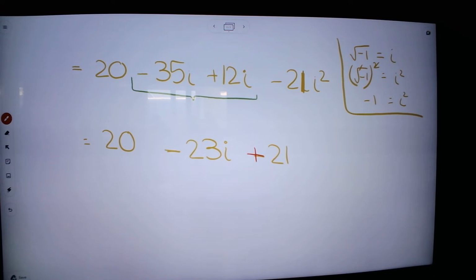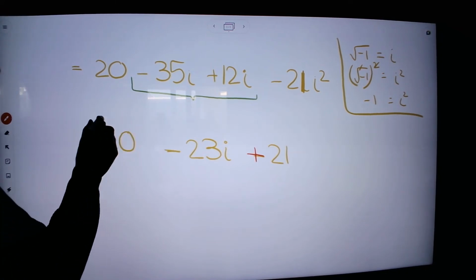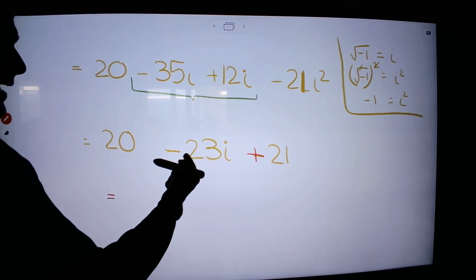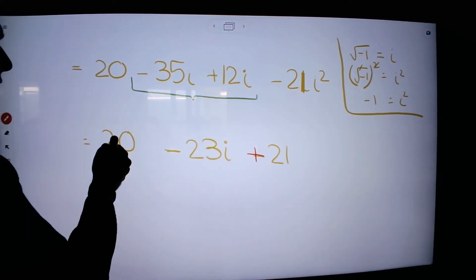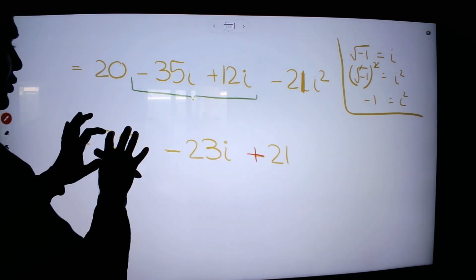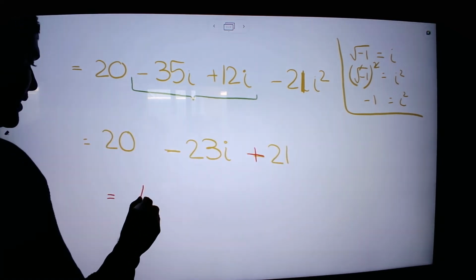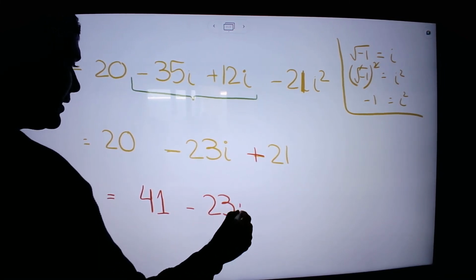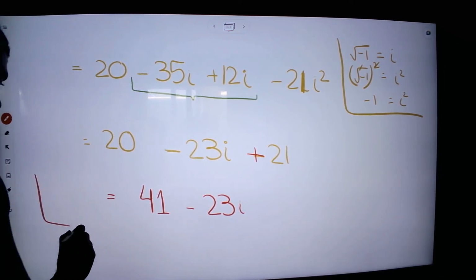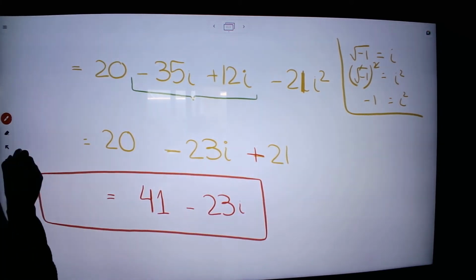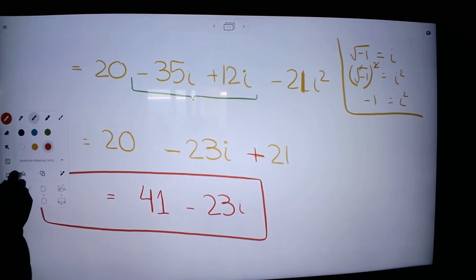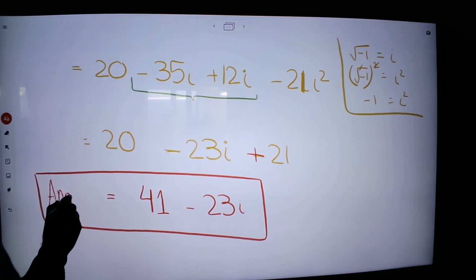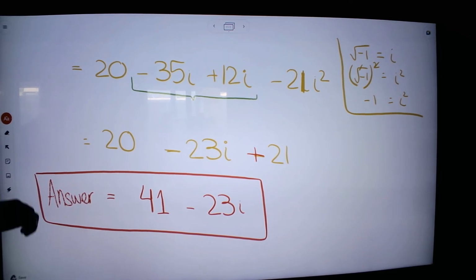Now there is another number. You see this is 20 and plus 21, because they are the same kind of numbers. You can't add i, there is no i, so I have to add the like terms. So 20 plus 21 is 41, minus 23i. So this is your answer. That's your answer.